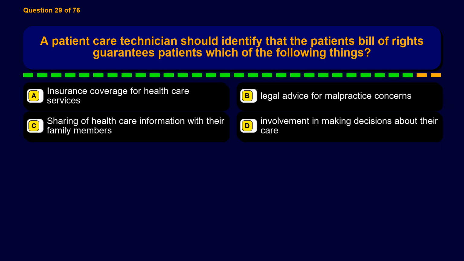Question 29. A patient care technician should identify that the patient's Bill of Rights guarantees patients which of the following things? Option A, insurance coverage for healthcare services. Option B, legal advice for malpractice concerns. Option C, sharing of healthcare information with their family members. Option D, involvement in making decisions about their care.